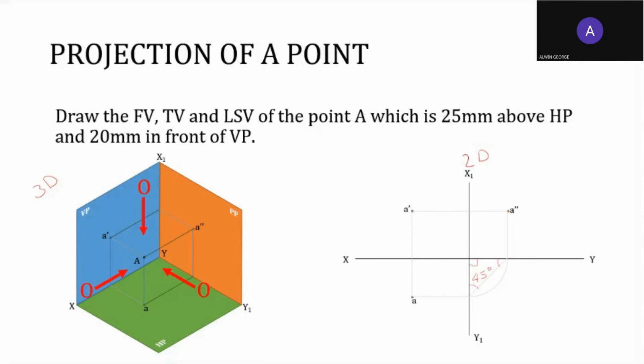Sir, x1, y1 line is an assumption, right? x1, y1 is the line of intersection of the VP as well as the PP, the profile plane. It can be drawn at any distance. The distance is not given. So from A dash, x1, y1 can be drawn anywhere, but not too close and not too distant. A distance of 20 to 30 millimeter will look nice.